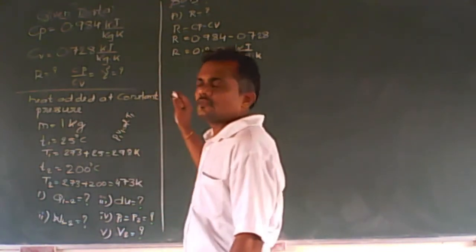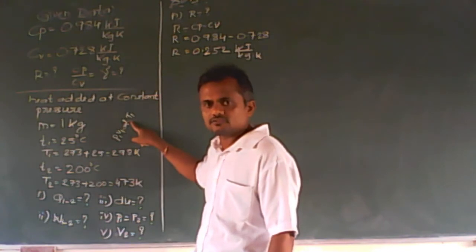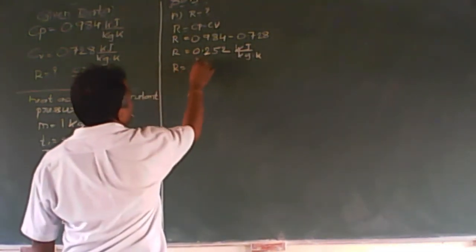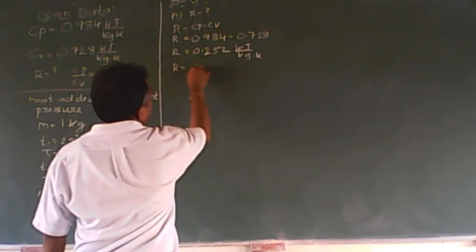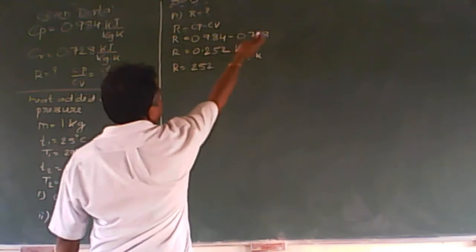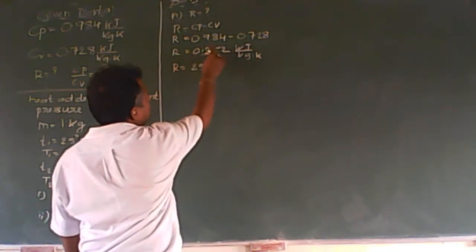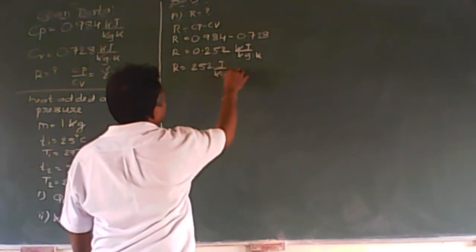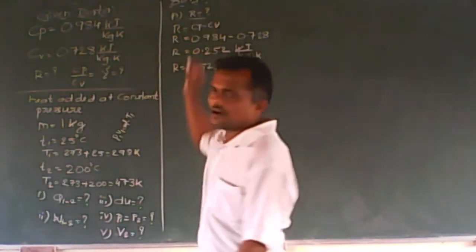So whenever you want to substitute the value of R, at that time you have to take it as joules per kg Kelvin. So I will convert this into joules per kg Kelvin. How? 252 into kilo. I can write it as 252. Kilo gets cancelled. Why? Because kilo means 10 raised to 3, multiplied by these things. What you are getting is 252 joules per kg Kelvin. This part is over. So we have calculated the R value.